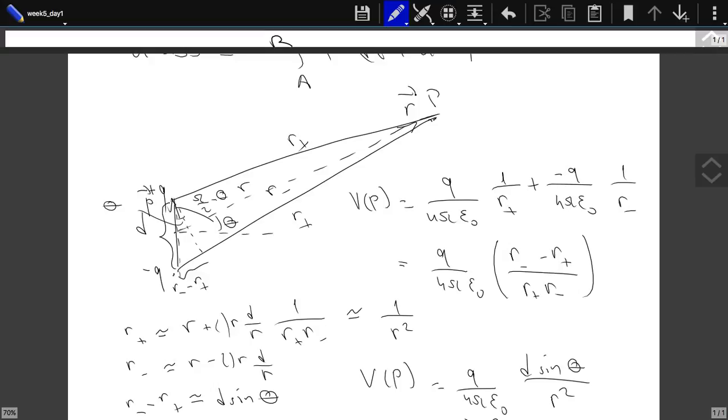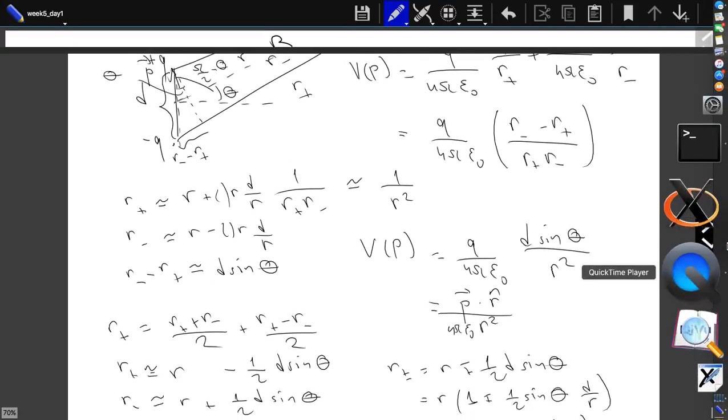Cosine of pi over 2 minus theta is just sine theta. So if you look at this final expression of the potential, Q times T is the magnitude of p, times 1, which is the magnitude of r hat, and sine theta, or cosine pi over 2 minus theta, is the angle between the two.